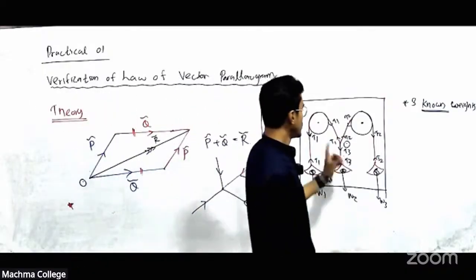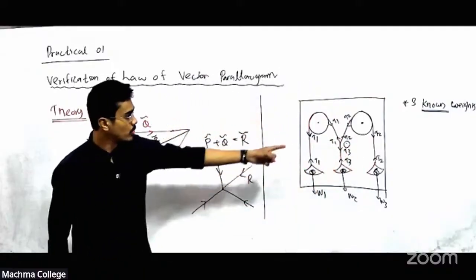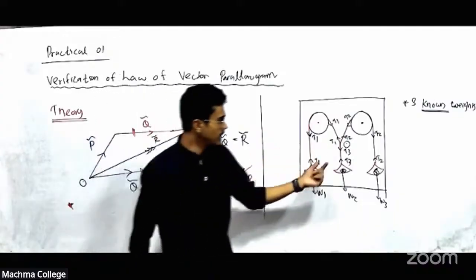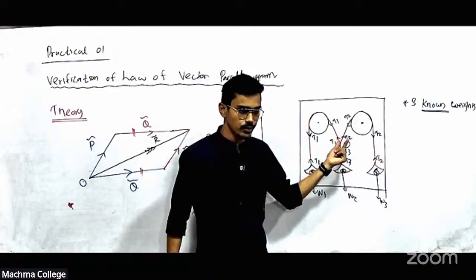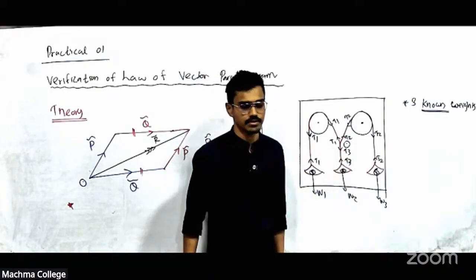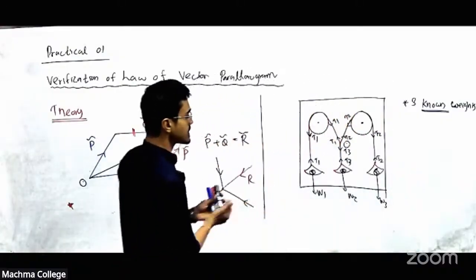Understood? Now, these three different tensions are like this. Now, this point is in equilibrium under three non-parallel forces. Then, simply, the resultant of T1 and T2 should be equal and opposite to T3. Right? Otherwise, it won't be in equilibrium. Okay. That is what we are going to see now.